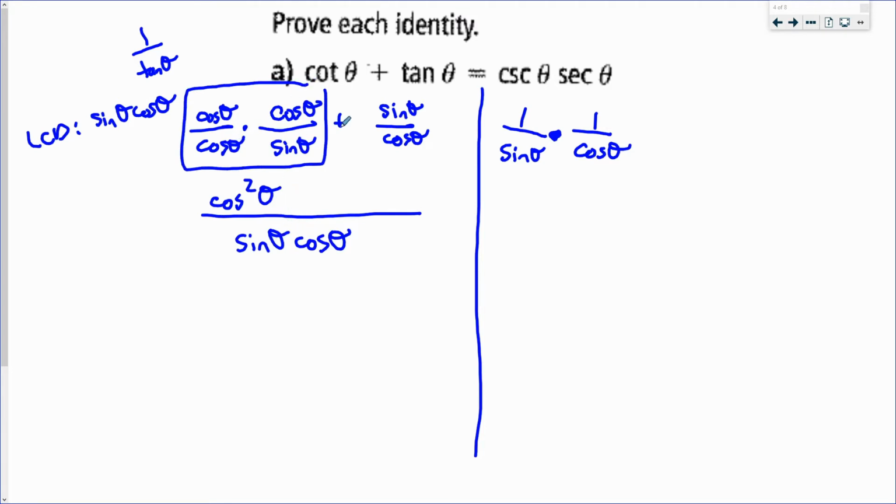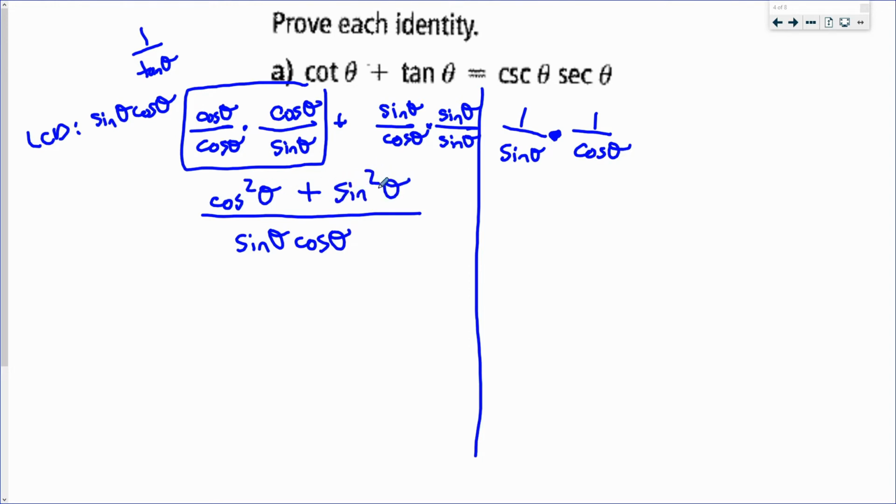The order doesn't matter. On this side, I'm going to multiply by sine theta over sine theta. Again, that's going to give me my common denominator of sine theta times cos theta. And then it's going to recopy the plus sign. Sine theta times sine theta is sine squared theta.